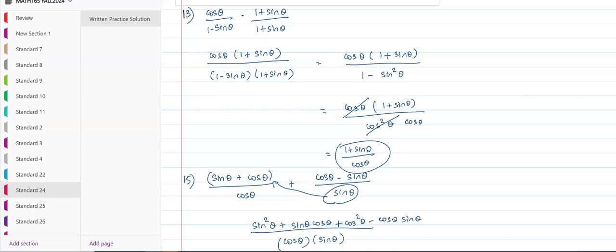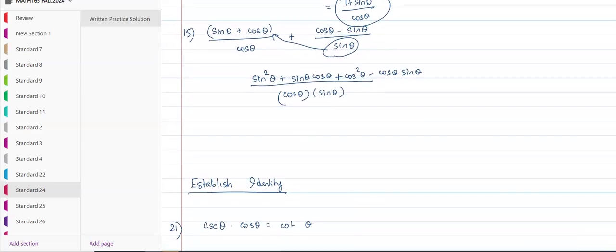Okay. So then what happens? This one just gets cancelled away. Sine squared plus cosine squared is 1. So I end up with 1 over cosine theta.